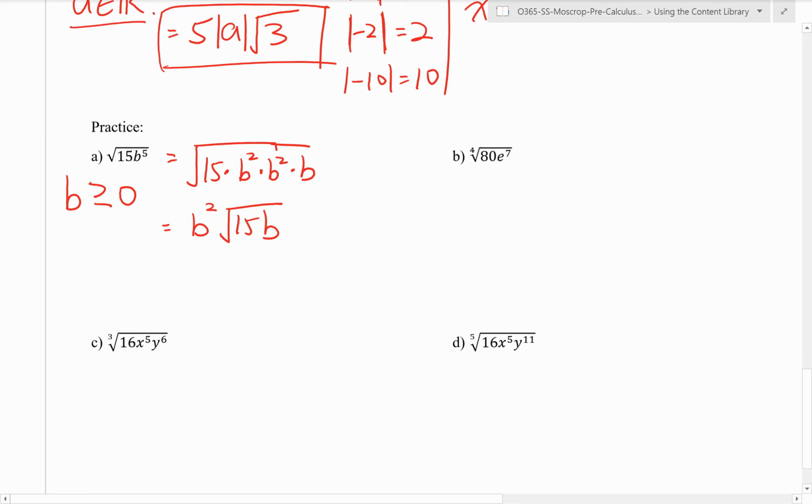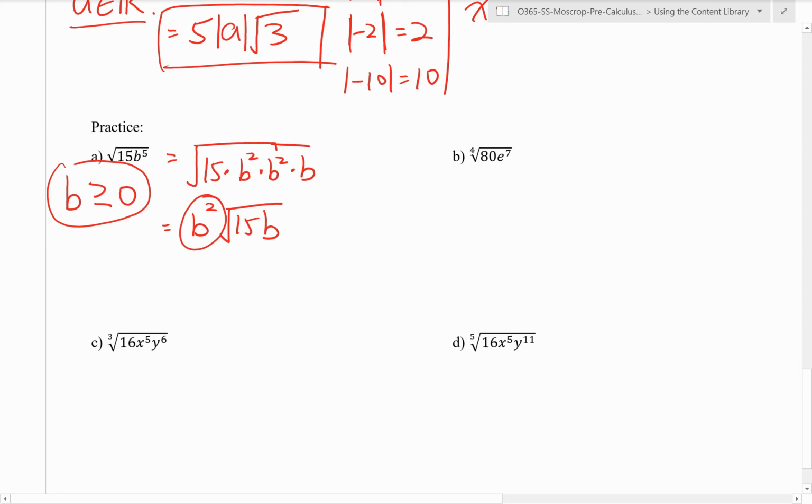And you might be like, how come this time we don't need the absolute value sign here? Why? There are 2 reasons. First of all, we already said that b has to be greater than or equal to 0, so we don't really have a negative b case. We already eliminated that.